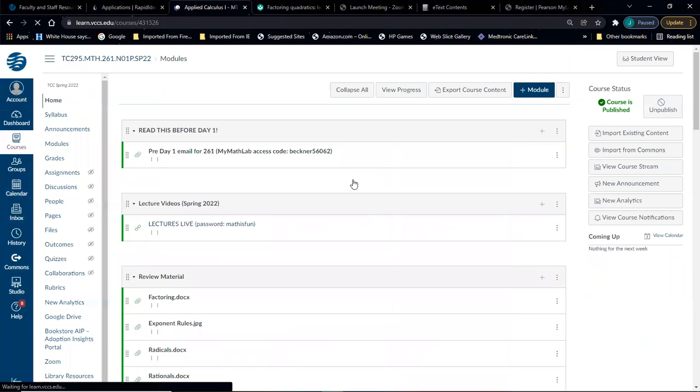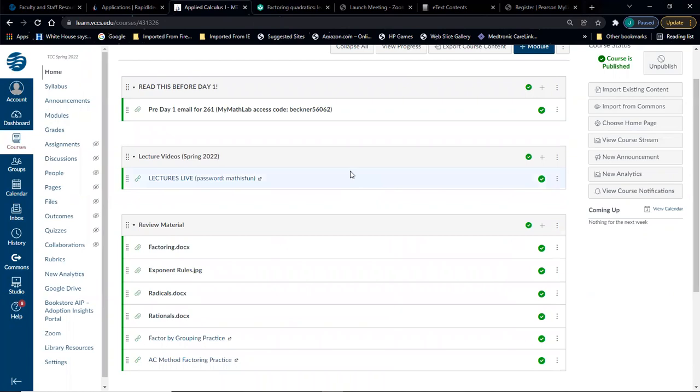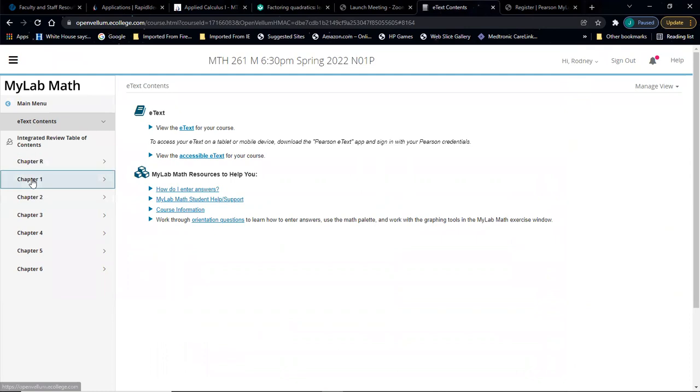Didn't mean to go that far back. All right, so that is it for Canvas. Let's see. We have talked about My Math Lab extensively. We showed the textbook. I didn't show what an actual chapter we start with looks like. Let's see what 1.1 looks like, the e-text.